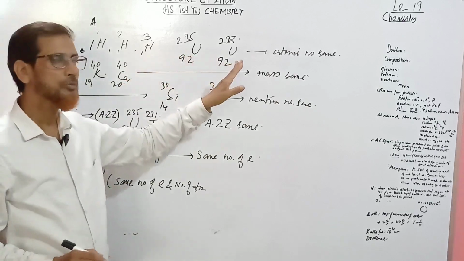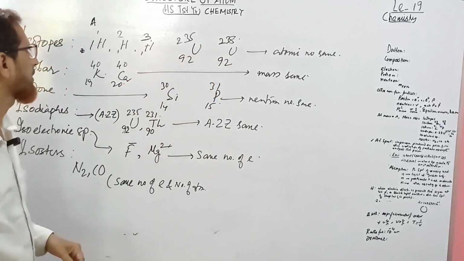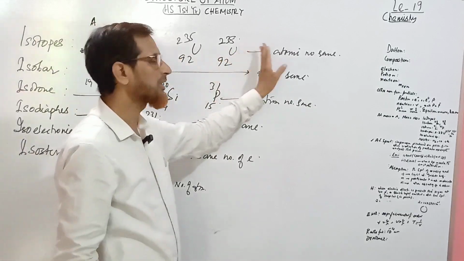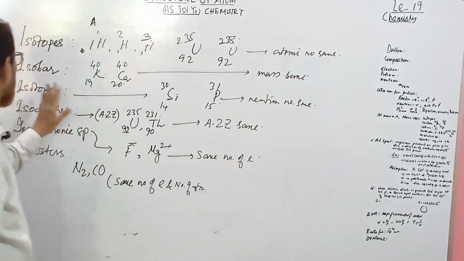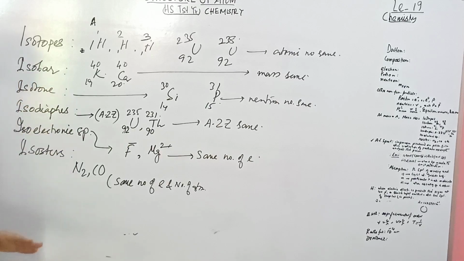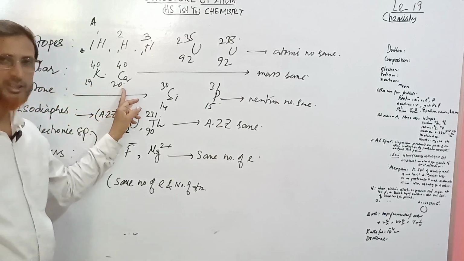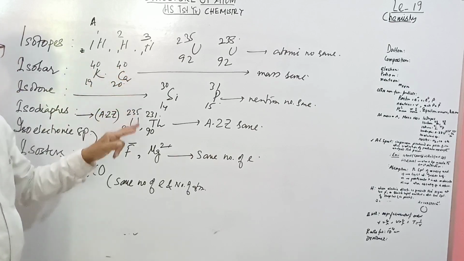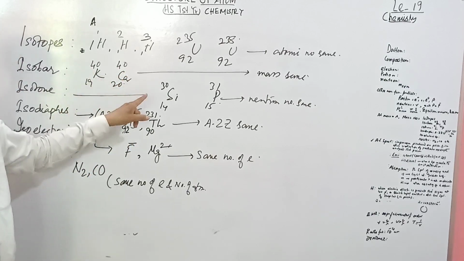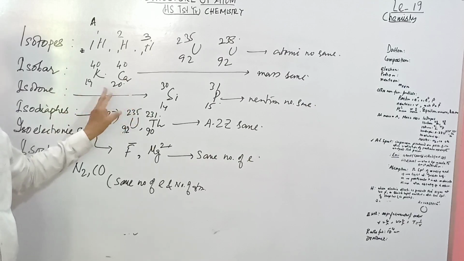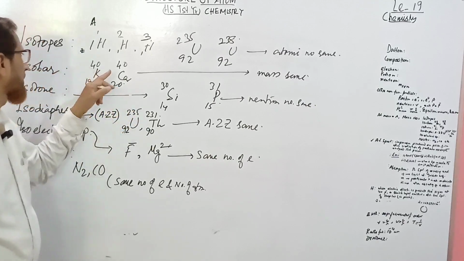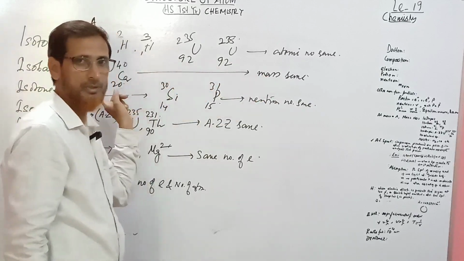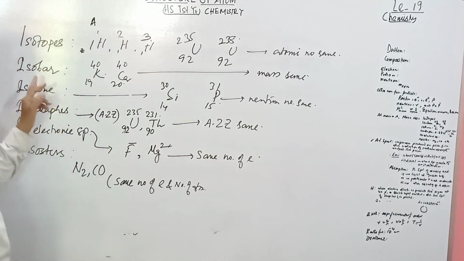Another example of isotopes is uranium-235 and uranium-238. These atomic numbers are the same and the mass number is different. Very simple. Next one is isobar. Isobars are different species with different atomic numbers but the same mass number. Here, potassium and calcium, with atomic numbers 19 and 20, are different, but the mass number is 40 and 40. If the mass number is the same and the atomic numbers are different, the species are called isobars.